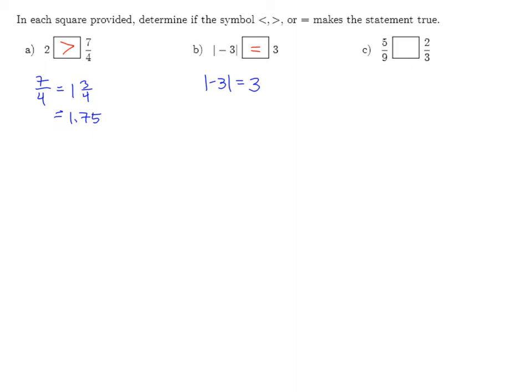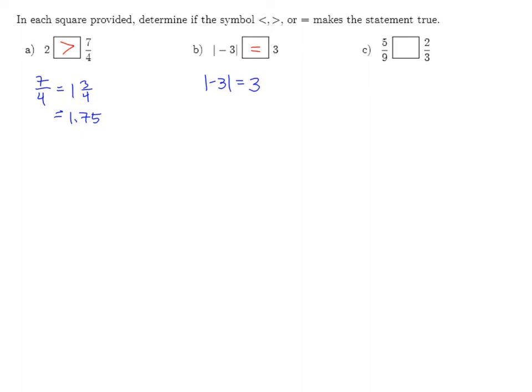In this last example, we're comparing the number 5/9 with the number 2/3. Both of these are fractions. One option would be to look at their decimal forms and compare those digits. The other is to write them with the same denominator and then compare them. So I'll do the fraction approach, and compare these by writing them with the same denominator.